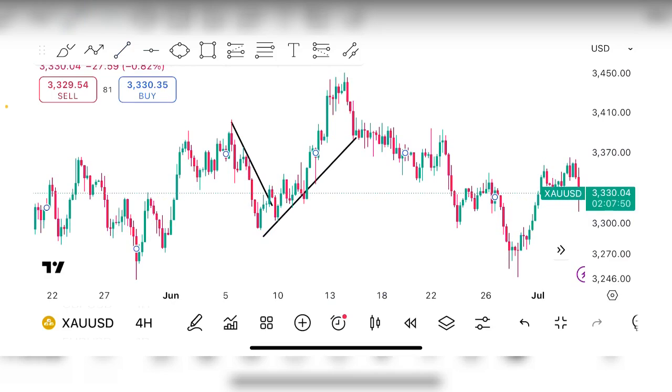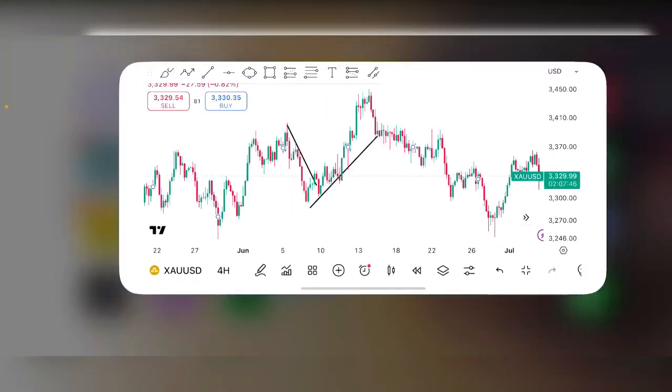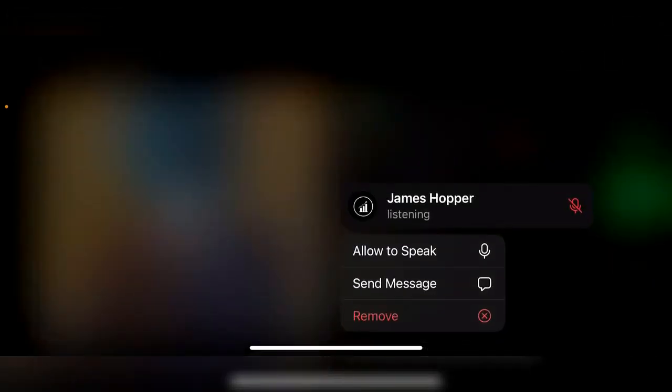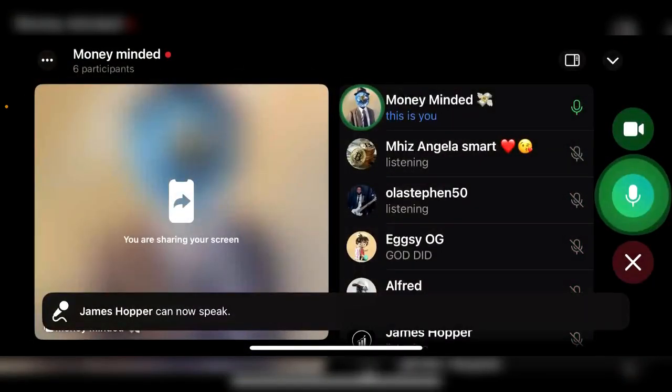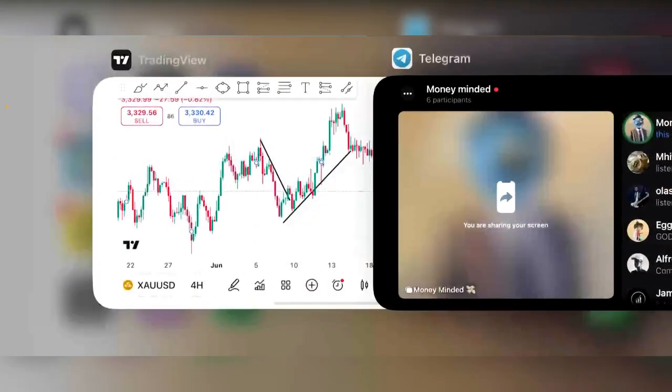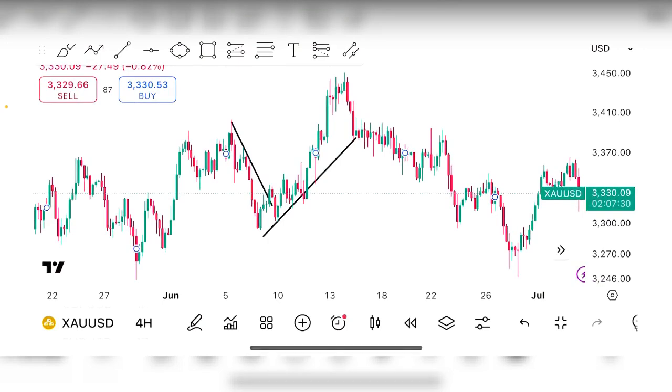So first thing you need to do, open your TradingView, practice how to identify the trend. Very, very important. So before we close for today, I have to show you guys something.